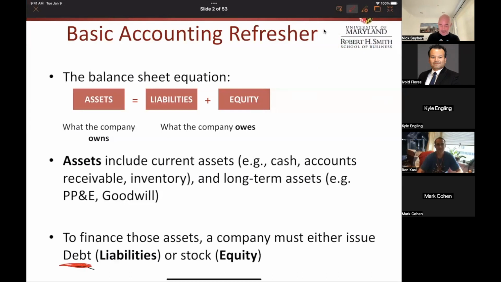Okay. Debt. And if you're talking about equity, that's stock. That's where the stockholders' investment goes, right? So we're going to be looking at ratios that also use debt, equity, assets, all that stuff.